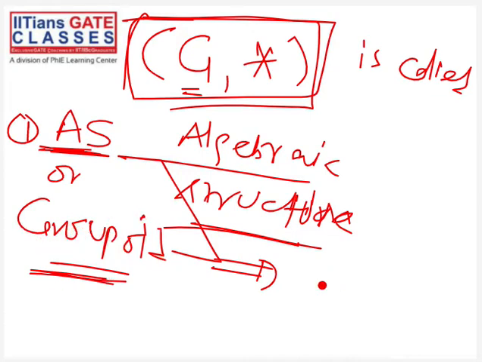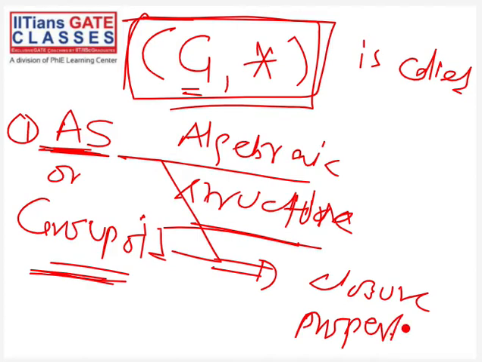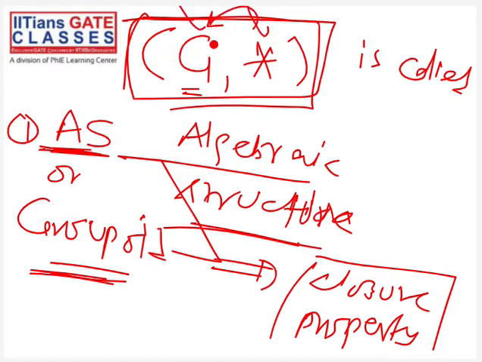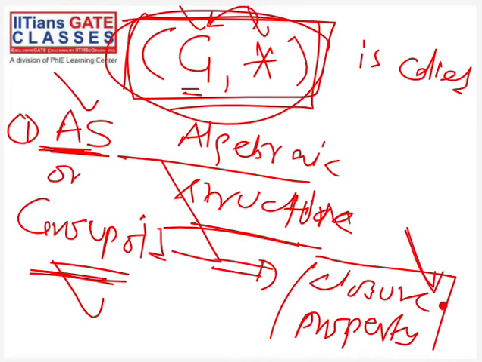If and only if closure property is satisfied. All you need to check is closure property. You do not need to check anything else. You do not need to check associative property. You do not need to check identity. Nothing you need to check. Only you need to check closure property. So remember, this G comma star, this is the base set. This is the operation defined on this base set. This pair is called algebraic structure or groupoid if and only if closure property is satisfied. So all you need to check is closure property.